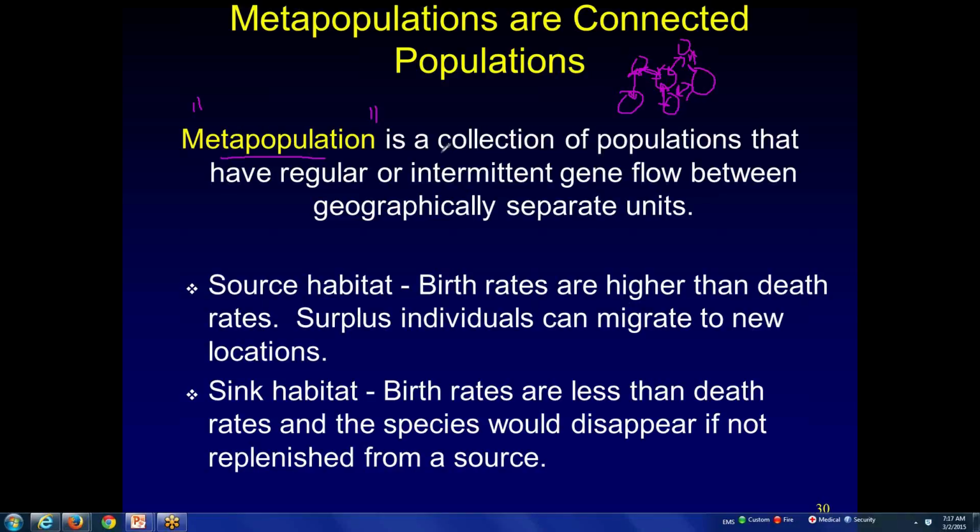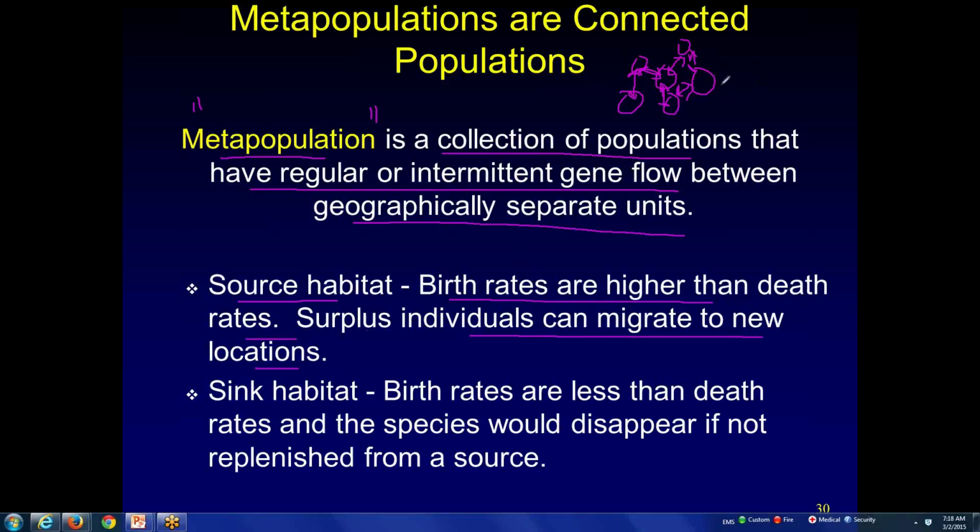But in a normal metapopulation, a collection of populations have regular or intermittent gene flow between geographically separate units. We call that gene flow, when individuals can go from one population to another and intermix their DNA and mate. The source habitat is the place where you have most of your births. Birth rates are higher than death rates. Surplus individuals can then migrate to new locations.